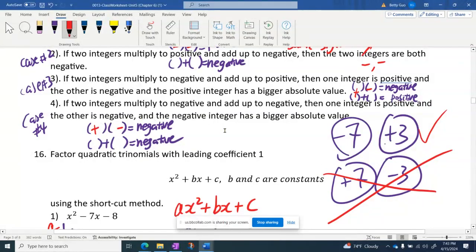If two integers multiply to negative, they have opposite signs. One is positive, the other is negative. And they add up to negative. Since they add up to negative, the negative number has a bigger absolute value. The game he loses has more. He loses more than the game he wins. That's why he ends up losing.